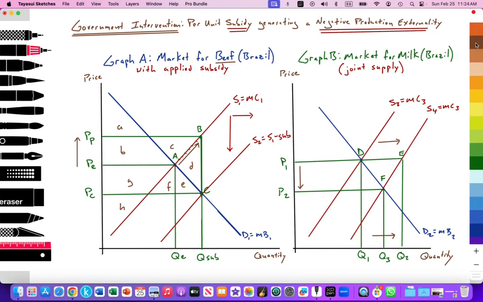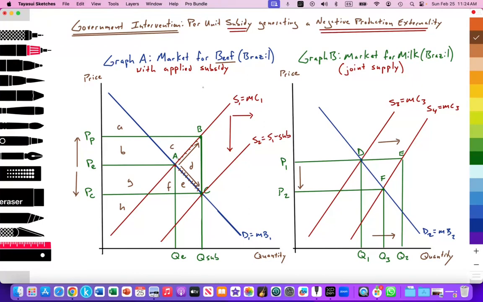And that would have the effect of reducing the price for consumers from PE to PC, price paid by the consumer. That leads to an increase in the quantity of demand from QE to Q sub C, which is a movement along the demand curve from point A to point C.